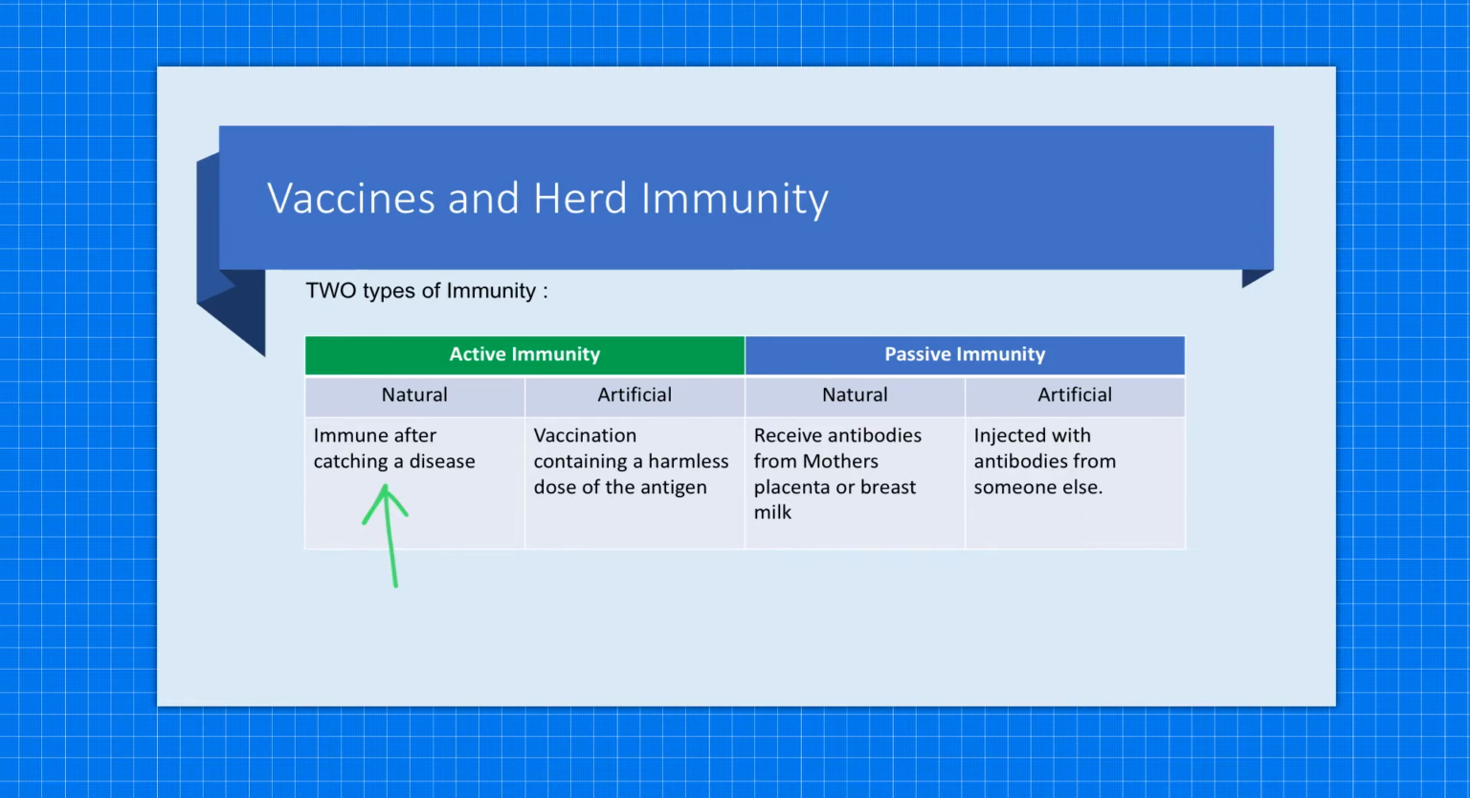You can have active artificial immunity, so that's related to when you have a vaccination which contains a harmless dose of the antigen. Now we look at passive immunity, and your natural passive immunity is when you are in your mother's womb. So you receive antibodies from the mother's placenta, and then when you are born in the first few months you might have breast milk, which also contains antibodies from your mother. Artificially, passive immunity can be when you're actually injected with antibodies from someone else. So particularly, for example, if you're bitten by a snake and you need to be treated very, very quickly to deal with the venom, you might be injected with antibodies.